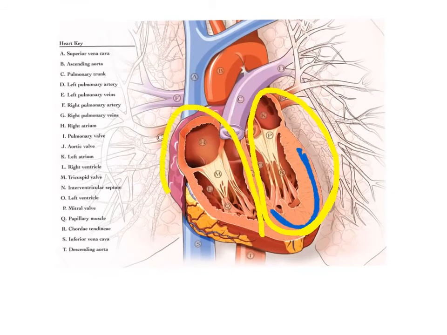The right side of the heart is involved with taking blood that has come back from the body and pumping it to the lungs, where the bloodstream can then encircle those alveoli and the diffusion can occur, and then blood returns back to the left side of the heart where it's pumped out to the rest of the systemic circulation.